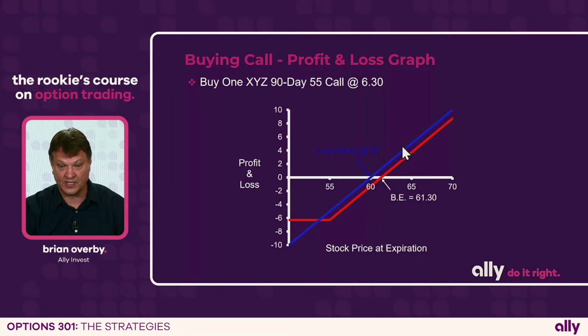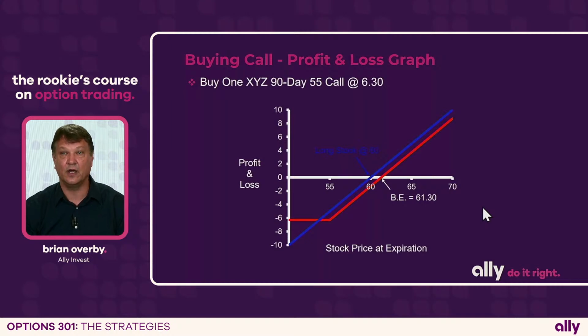Still substantial upside, just like owning the stock. We didn't pay as much time premium. Most of the price was intrinsic value. It did cost more, but the time value went down. It was only $1.30. So our break-even point now is 61.30. And this inside the rookie's playbook about getting your feet wet is one thing that we highlight. Buying an in-the-money option contract as an alternative to buying stock.